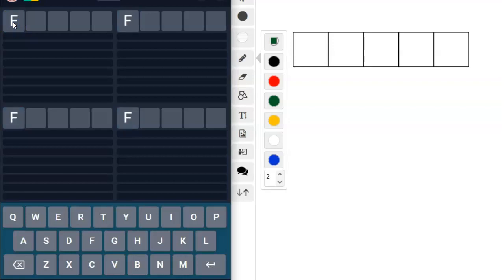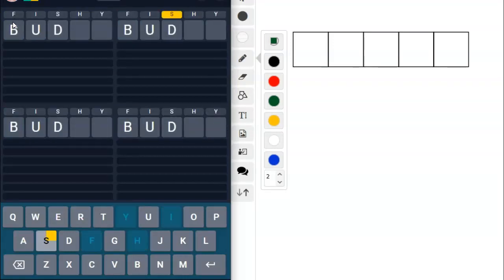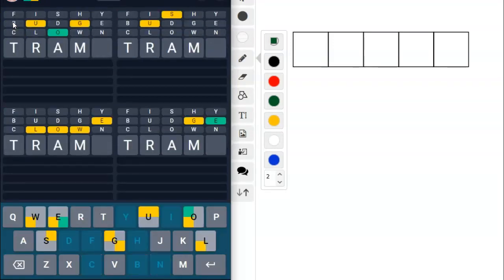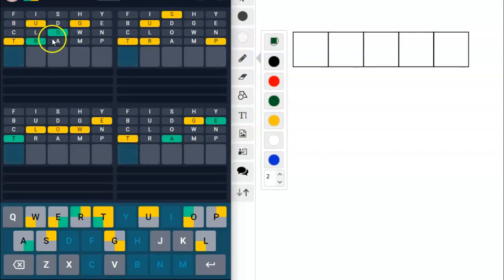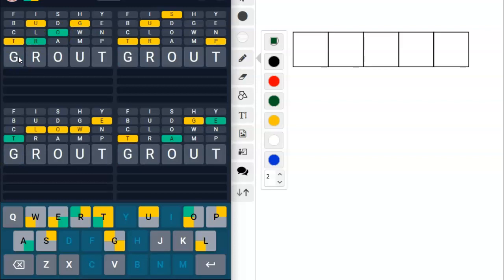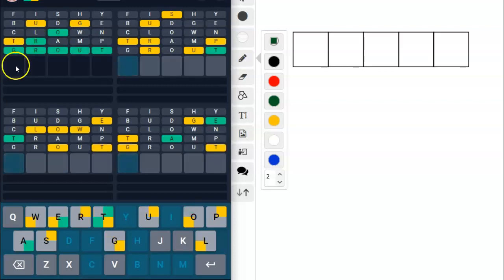Let's see what we can do with our four standard words. Fishy, budge, clown, tramp. If I don't say them aloud, I can't get them out of my brain. Grout, G-R-O-U-T. There we go. Don't know that one right away. S-T-R-U-P. No, we can't. There's a T there. Sprout. Spout.